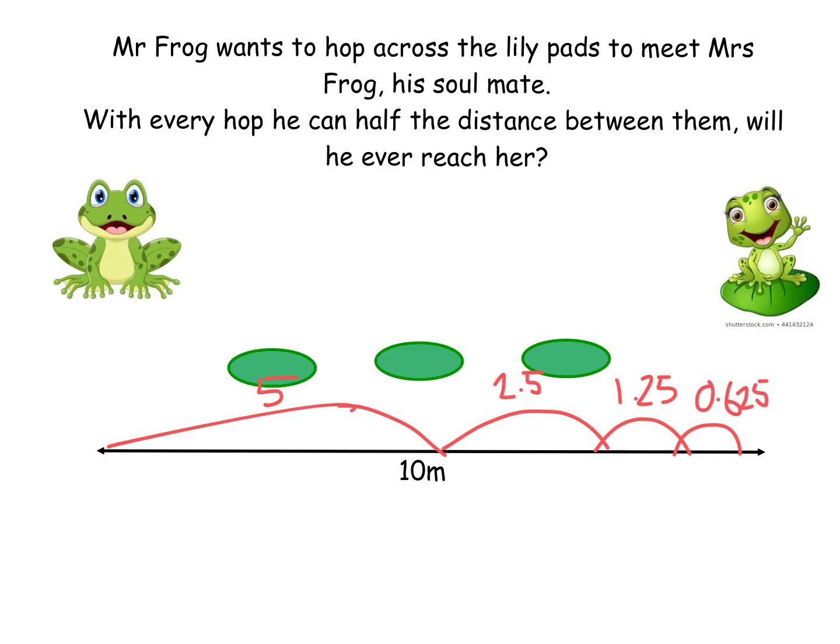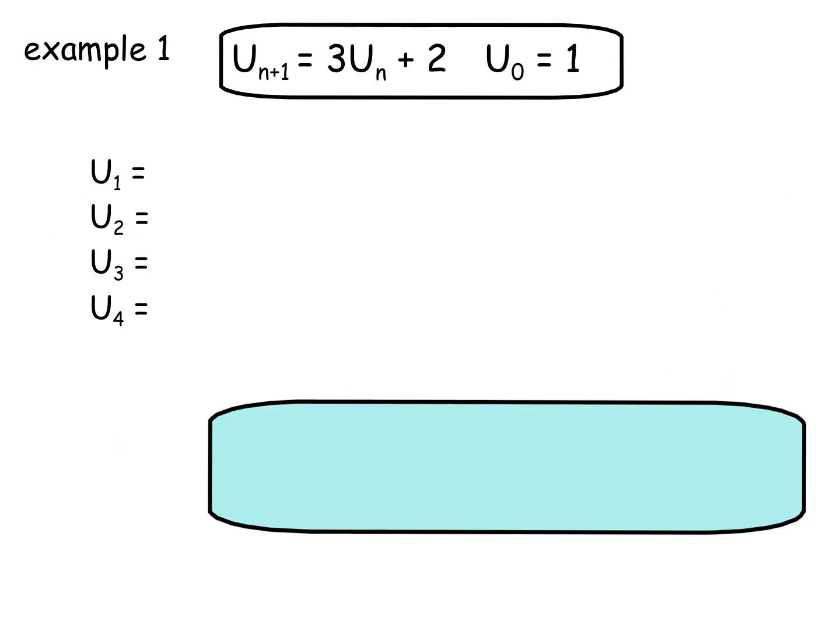So some recurrence relations have an end point. They can't go any further. So here is a very basic one: u(n+1) = 3u(n) + 2. So quickly let's work through this, see what happens. If u0 is 1, u1 would be 3 times 1, add 2, which is 5.